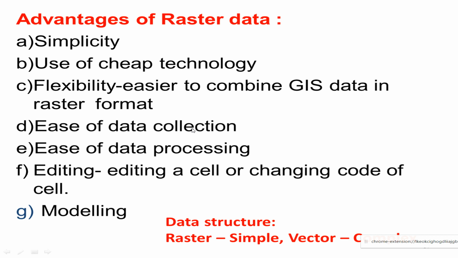So ease of data collection, as I told, you need a sensor or a camera or a capture device to collect this information. Ease of data processing: if you go to the GIS software, I will show you how easily, just by clicking, you'll be able to see the processing or the changes in the map. But for vector, you have to do some more manipulations, editing a cell or changing the code of the cell. So it will be easy, as I told, these softwares deal with your Python coding and all this. So that is easy there.